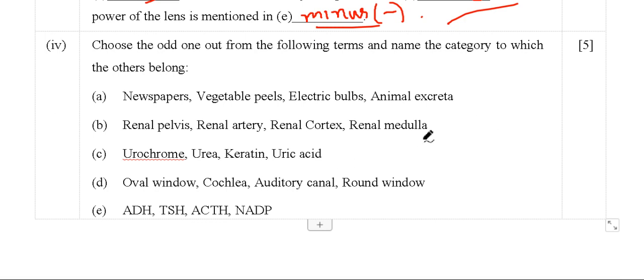Next, choose the odd one out from the following terms and name the category to which the others belong. So newspaper, vegetable peels, electric bulbs, animal excreta. We need to choose the odd one. So here electric bulb is the odd one. And we need to write the name of the category for the rest three. So here the category name will be biodegradable wastes.